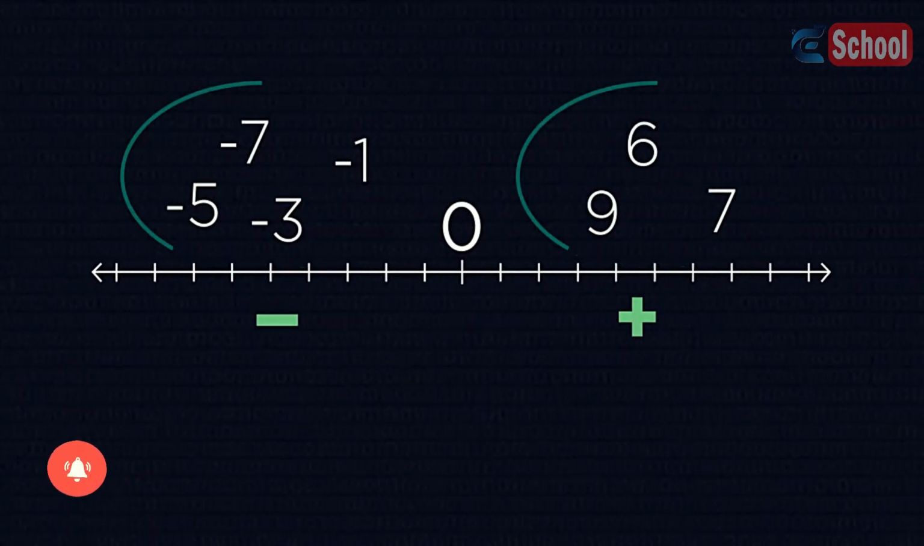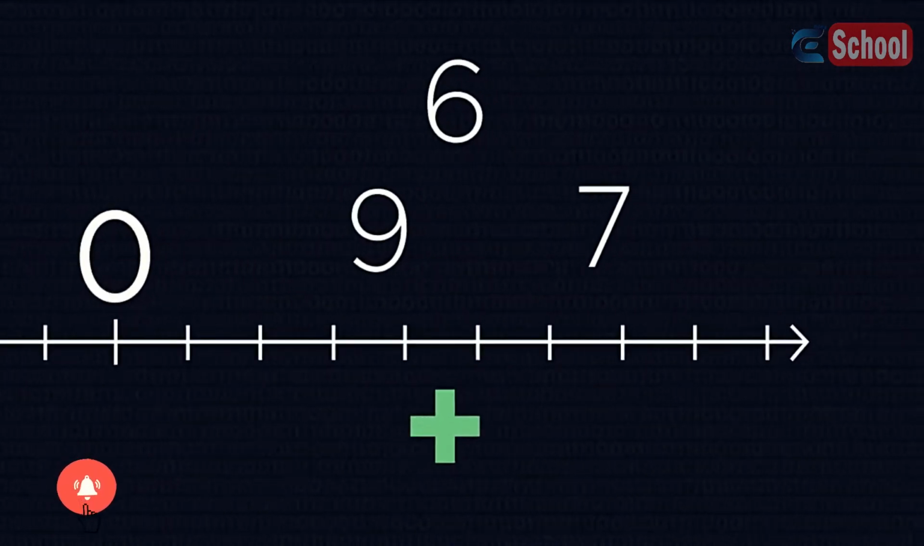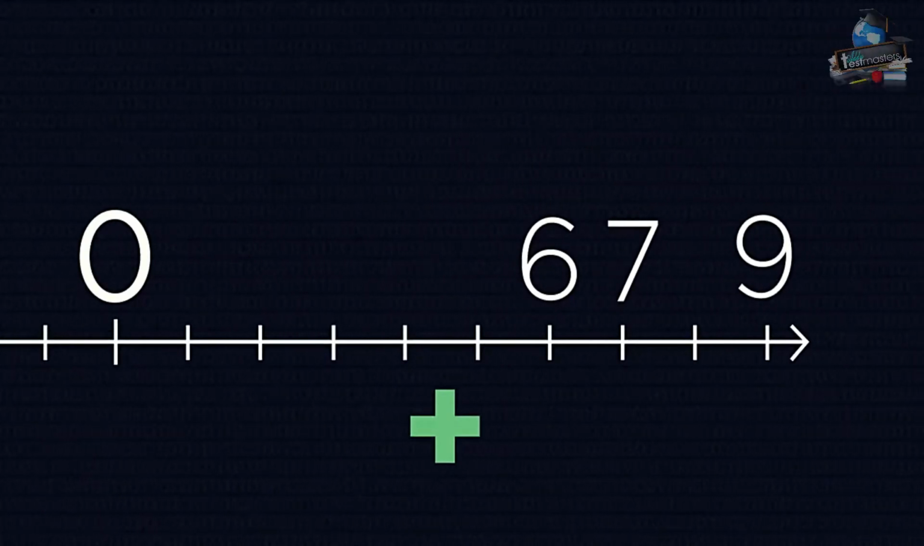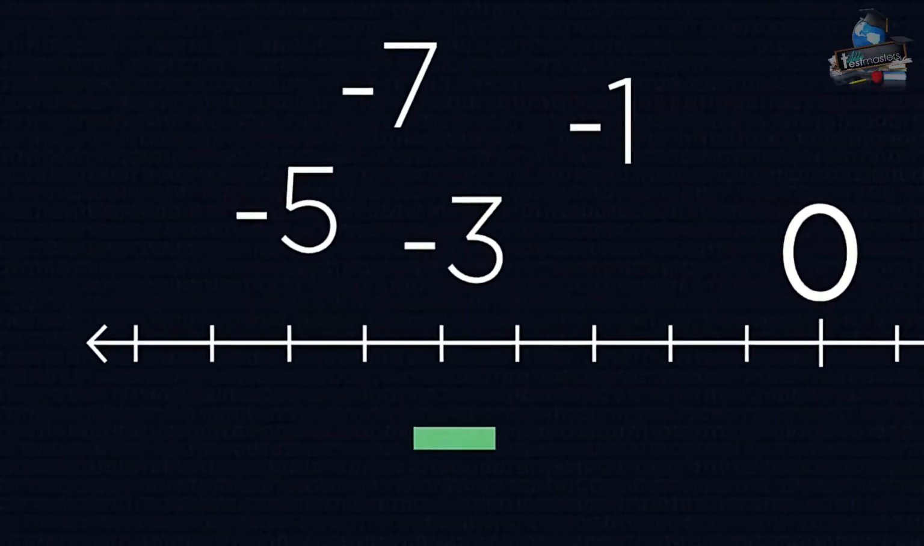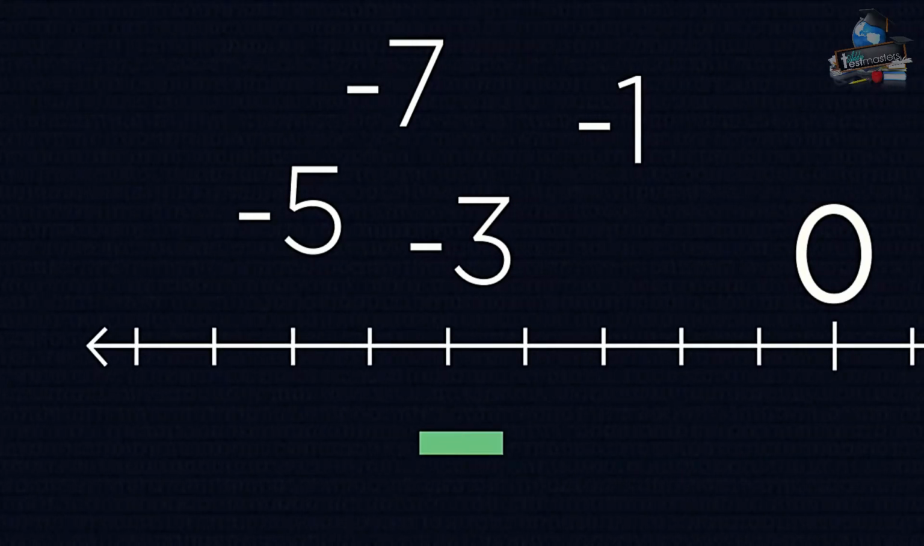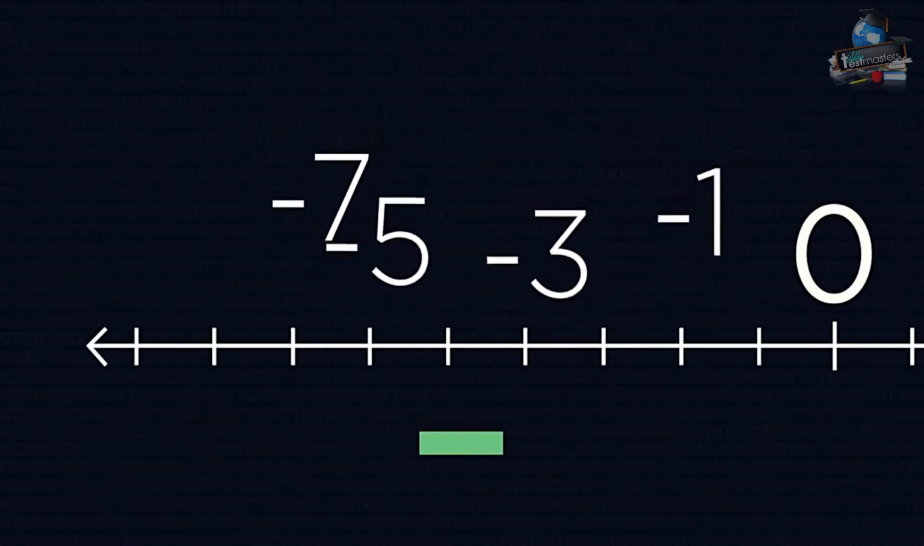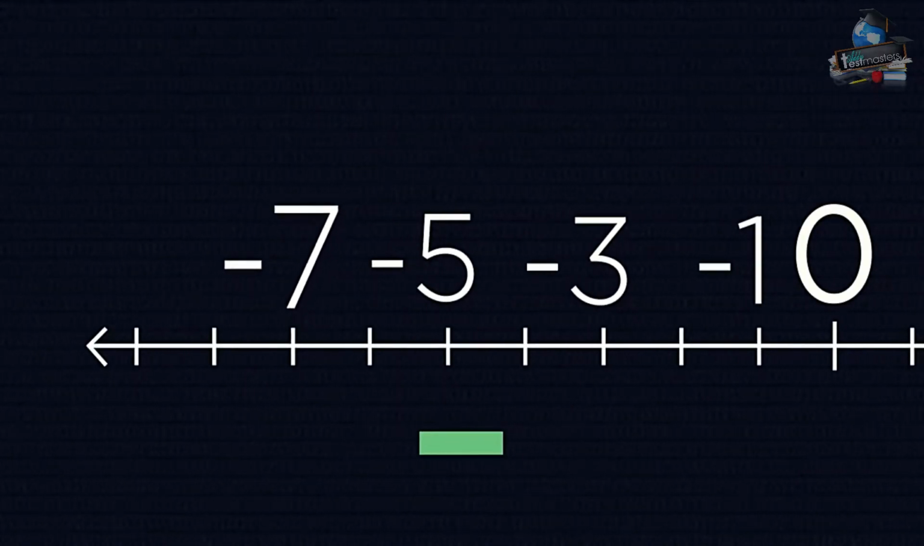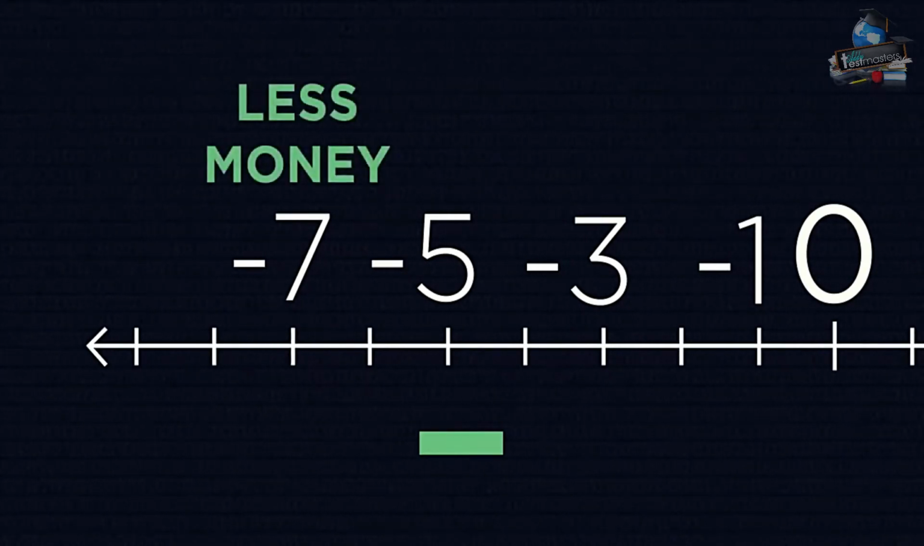The second step is to order the numbers in the positive group. You already know how to do that. The third step, the negative group numbers should be ordered in the same way, but in the opposite direction. The bigger our debt is, the less money we have. So the bigger the value of a negative number, the smaller the number itself.